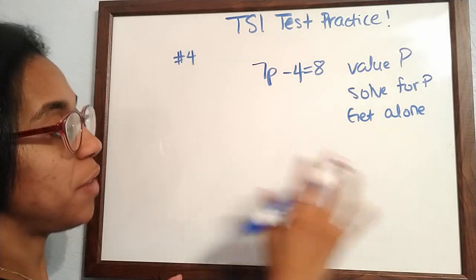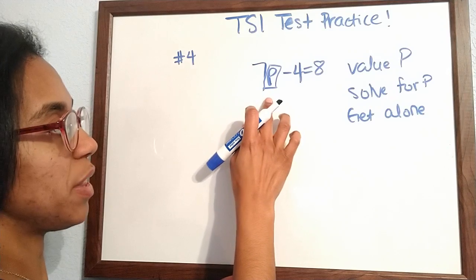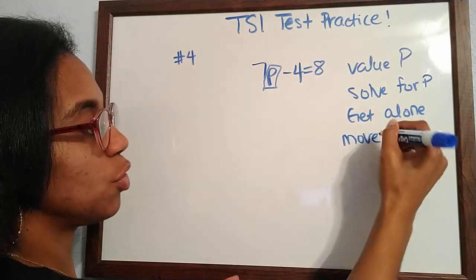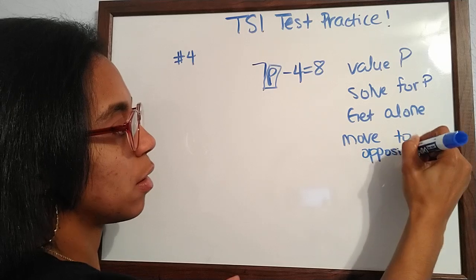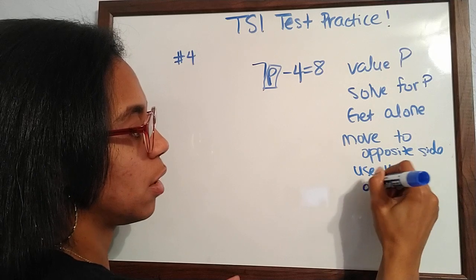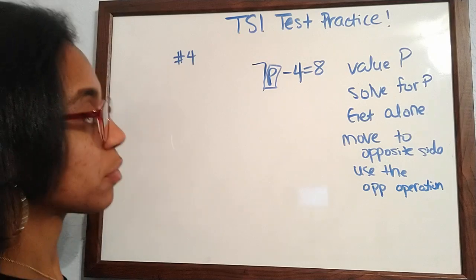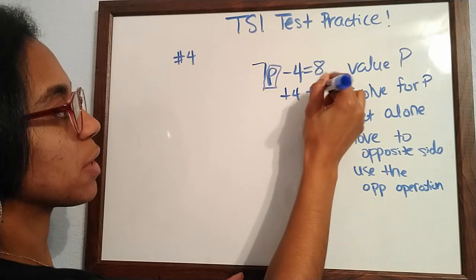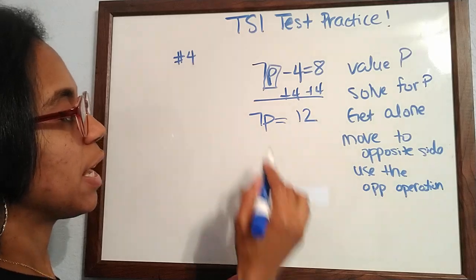To solve for a variable, we need to get everything off of this side that's with it. If I'm subtracting 4, the only way to move it to the opposite side is to do the opposite operation. Here, since I am subtracting 4, I'm going to add 4 to both sides. Now I have 7p is equal to 12.